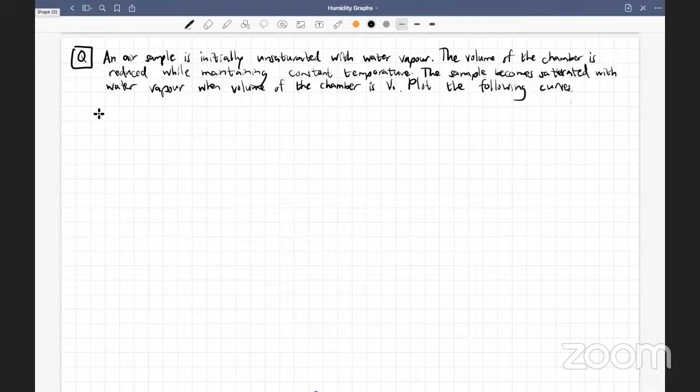You have to draw two graphs now. Number one, pressure versus volume, P versus V. Second graph, PV versus volume. PV, the multiplication, Boyle's law multiplication, P into V, versus volume. So these are the two graphs we are going to plot. Shall we give it a try?